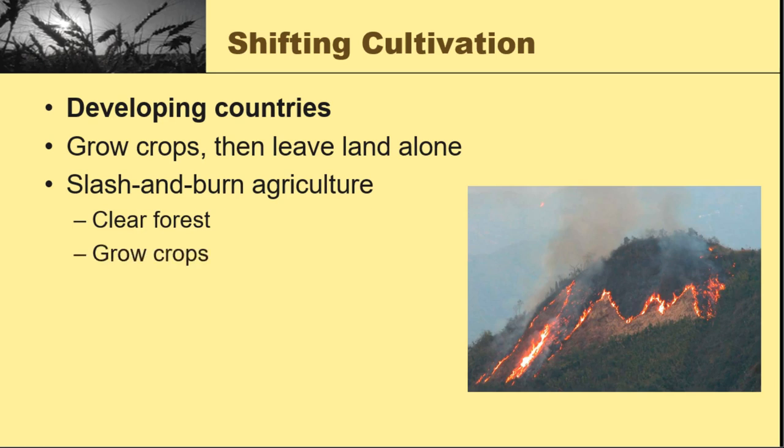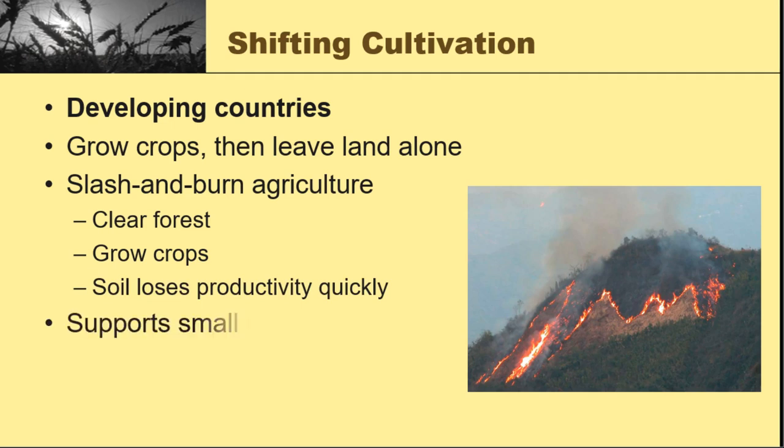Crops will be grown in those areas because the fire leaves ash that puts nutrients into the soil. But as we know, tropical rainforest soils are poor. They're very poor because most of the nutrients are locked up in the trees themselves, and so that soil is not a reservoir for the nutrients, thinking about biogeochemical cycles. So that means that the soils will lose their productivity very, very quickly, and so you can really only support small populations with this slash and burn agriculture, the shifting cultivation.